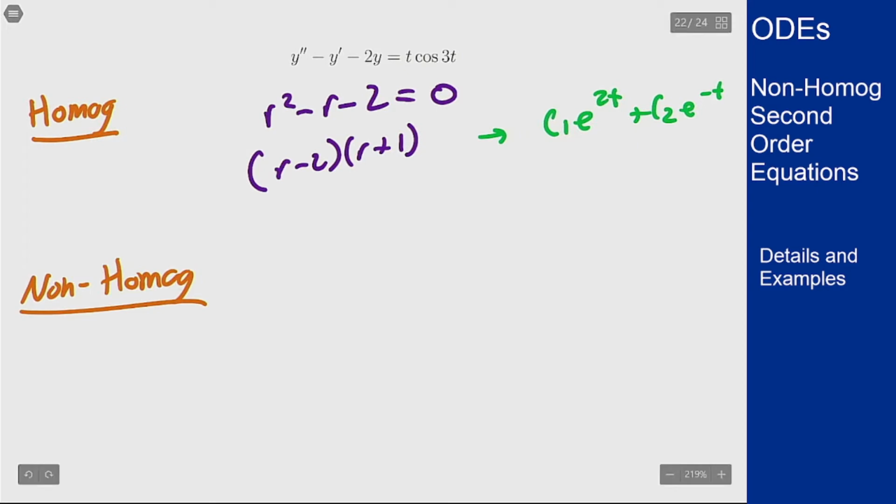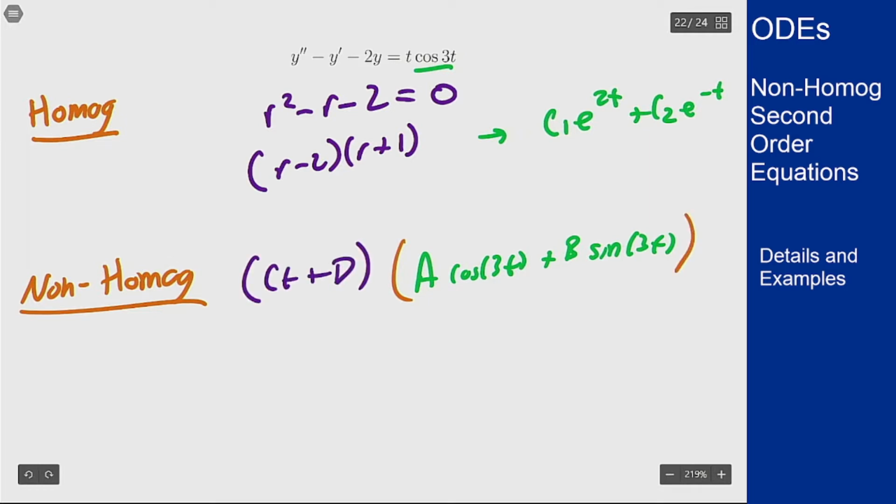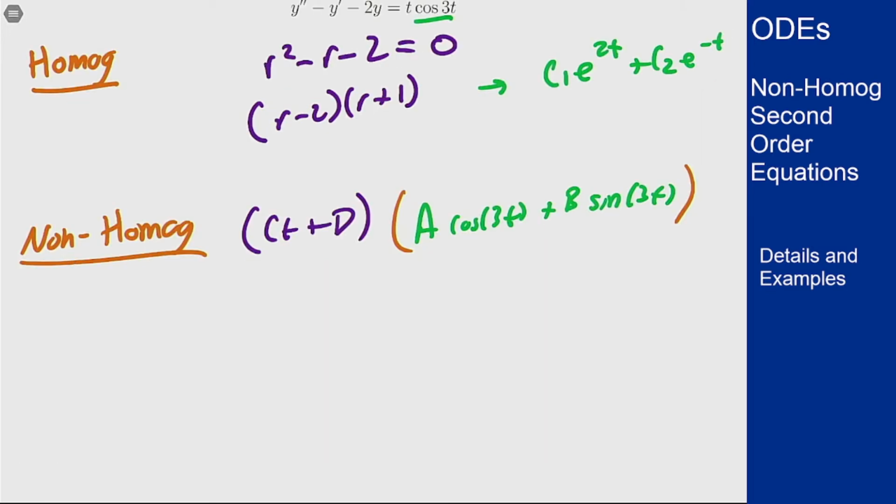For this we see a t cosine of 3t. So that means when plugging in, I'm going to have to guess something pretty complicated because it's a polynomial times a trig function. So for the trig function, I'm going to want to guess a cosine 3t plus b sine of 3t. And then from the polynomial part, I'm going to want to guess ct plus d. So I'm going to end up with 4 terms here in my guess when I distribute this out.